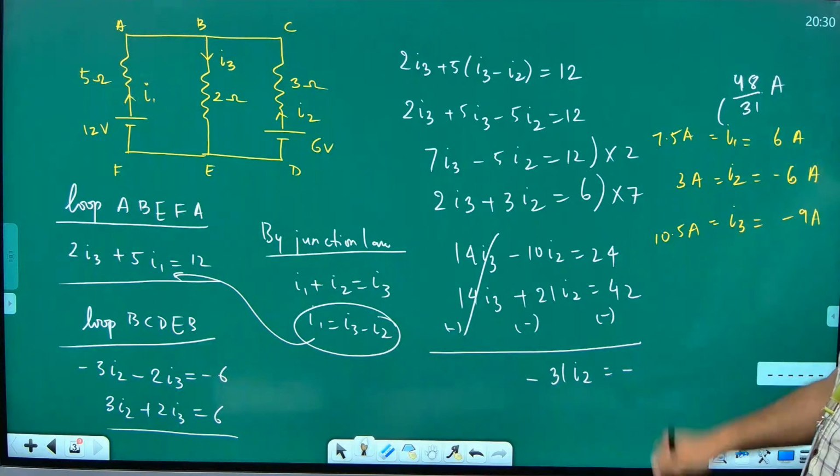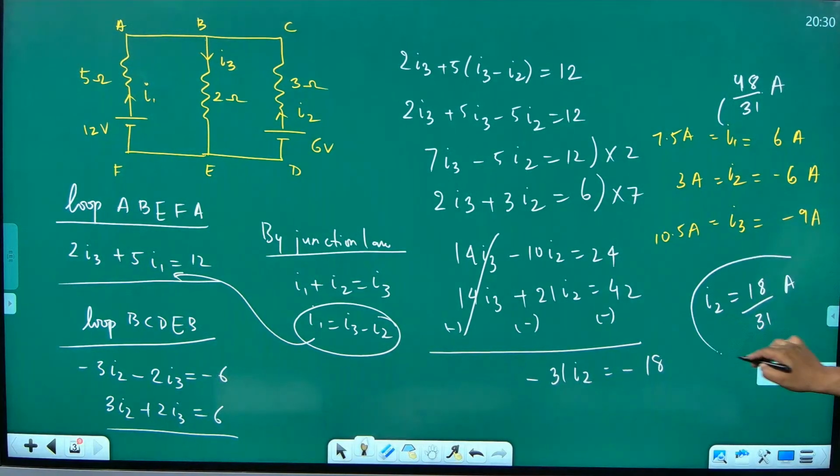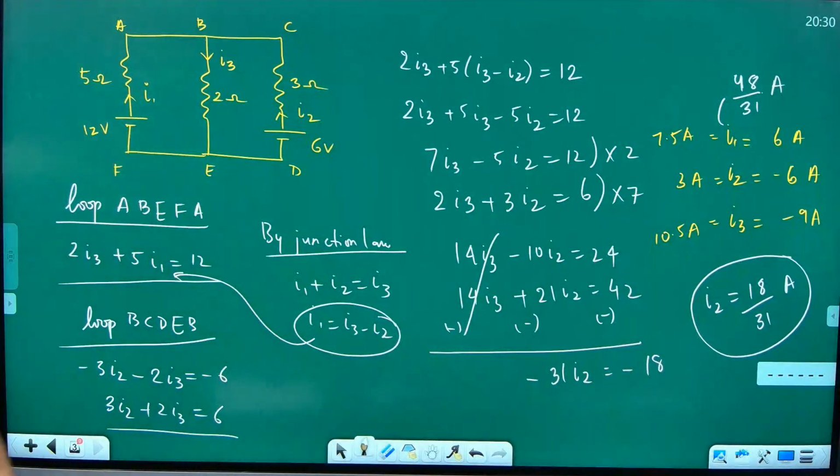negative 42, 20 goes 22, 22, 4 more goes 18. So, I2 must be 18 by 31. Anybody got this? I2 must be 18 by 31 ampere. Whatever answers you got, forget about it. This is the answer.